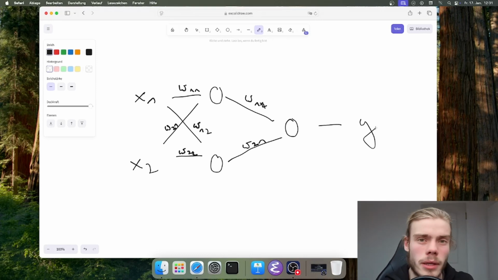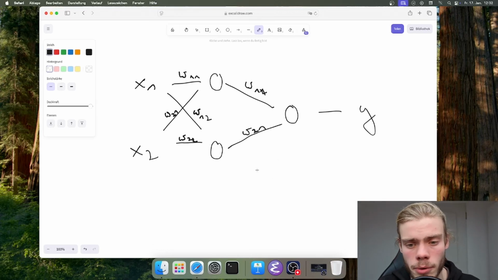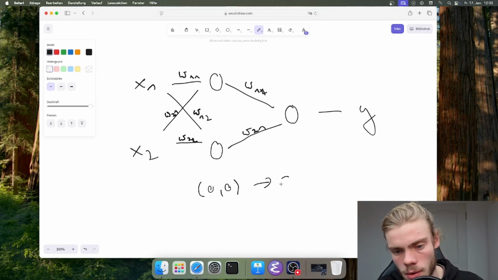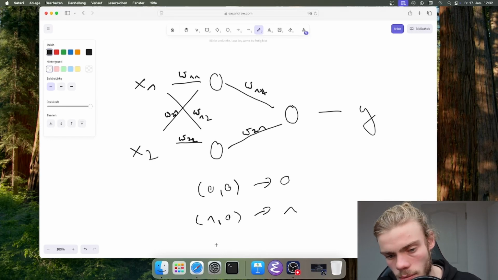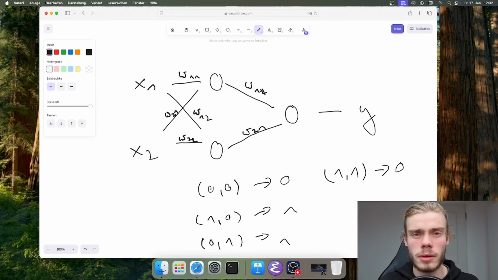So the last time we tried to come up with a configuration that satisfies the function. Now we want to infer the weights, and we want to infer the weights by providing examples. And we said our examples look like this. We have 0, 0 that maps to 0, 1, 0 that maps to 1, 0, 1 that maps to 1, and 1, 1 that maps to 0. So we hand the neural network these examples, and it should figure out the weights on its own.